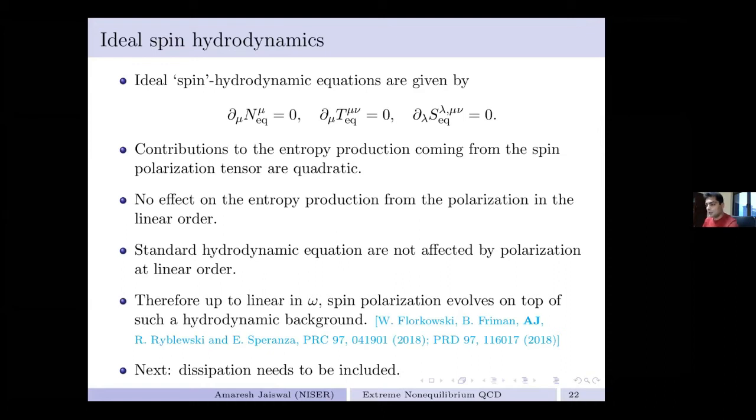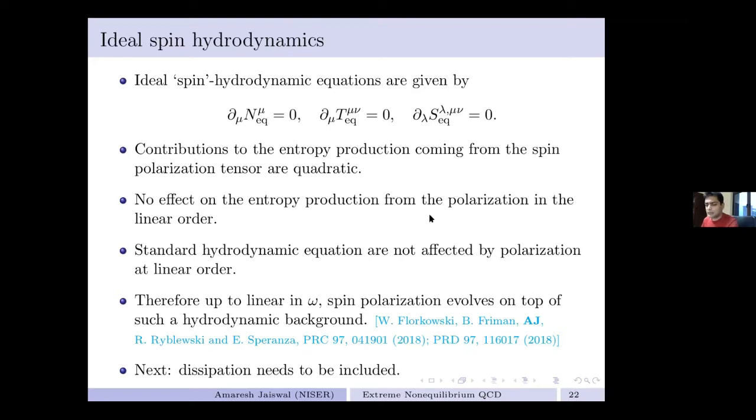So what it means is that for the standard hydro equations, the conservation of the energy-momentum tensor and net current are not affected by polarization at linear order. Therefore, at linear order one has the hydro background, which is the usual hydro and evolves independent of how spin evolves, while spin depends on the evolution of this hydro background. So the spin polarization evolves on top of a hydro background, which is not affected by the spin evolution.